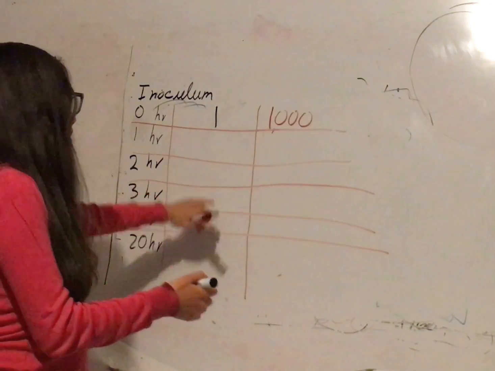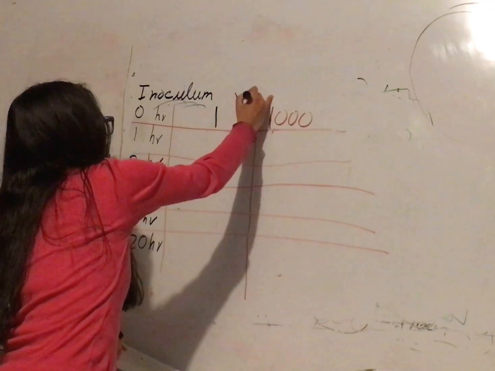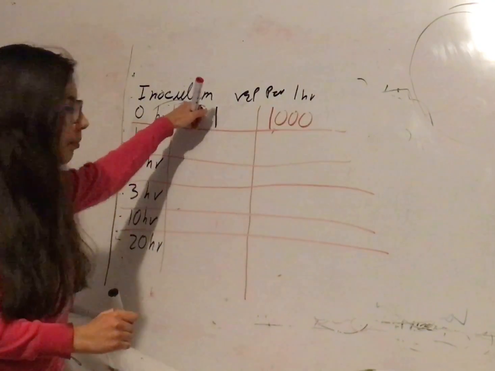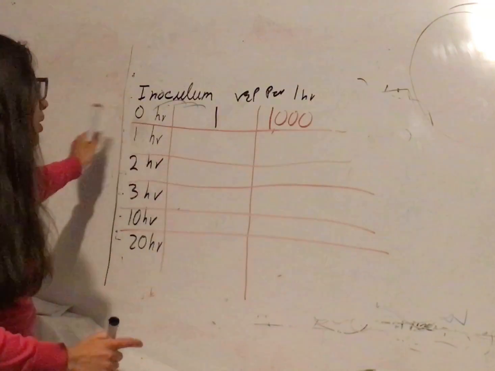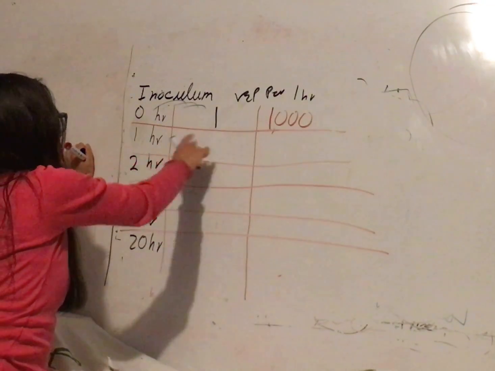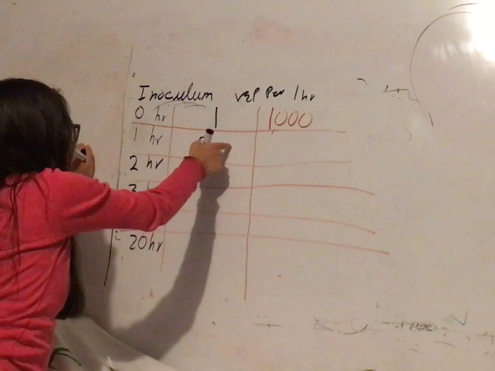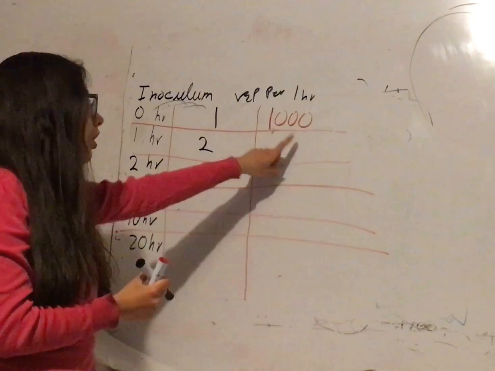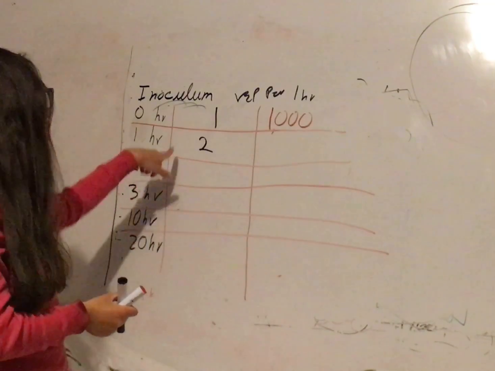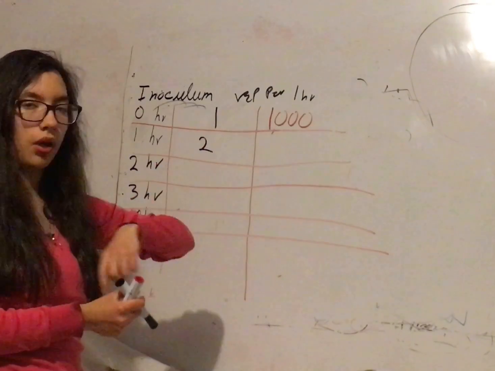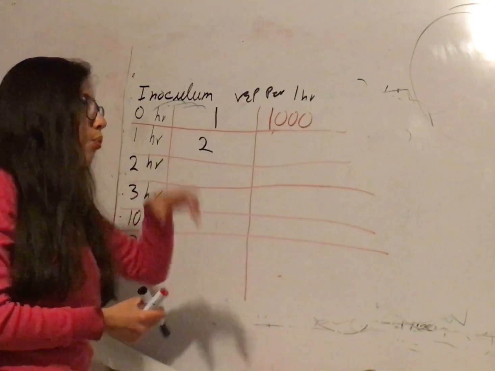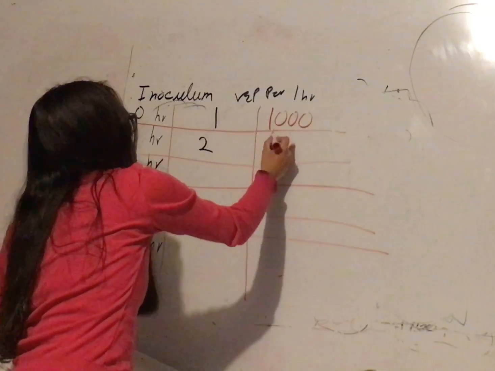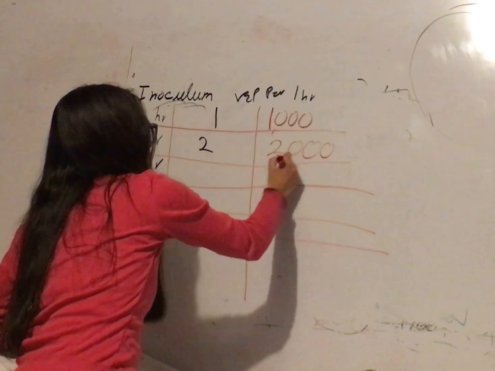So we said that the replication period is 1 hour. So if one viral particle infects one cell, it's going to get replicated in 1 hour. So 1 hour later we are going to have 2 viral particles. In this case we have 1000, so in that hour each viral particle gives 2 new viral particles, and we have that times 1000. So we will have 2000 viral particles.